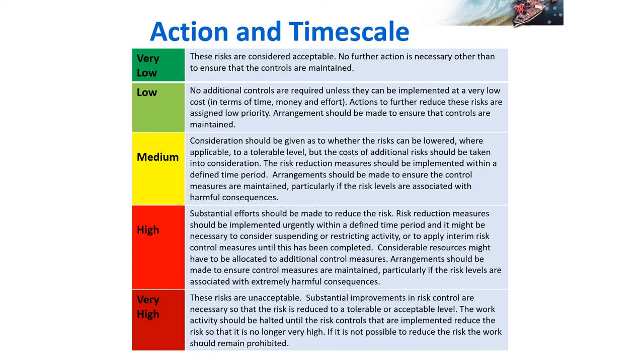Here you can see that the framework has been further defined, where very low has been defined as the risks which are considered acceptable and no further action is necessary other than to ensure that the controls are maintained. Whereas on the extreme side, very high risks have been considered those which are unacceptable. Substantial improvements in risk control are then necessary so that the risk is reduced to a tolerable or acceptable level.